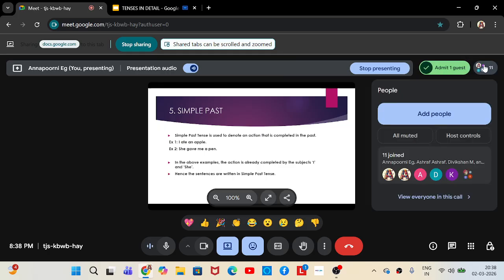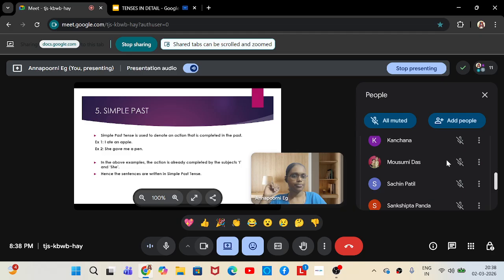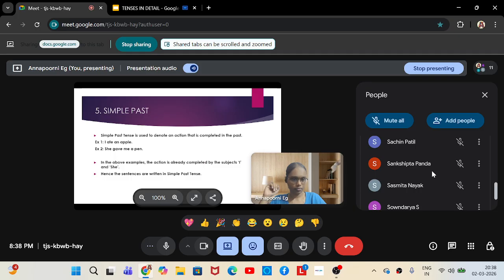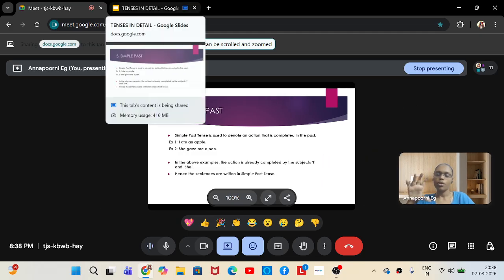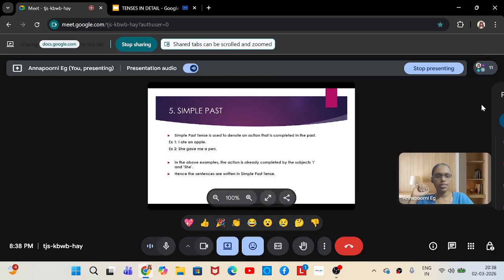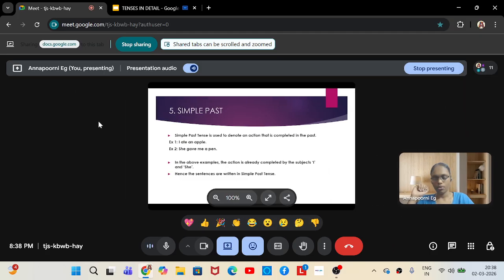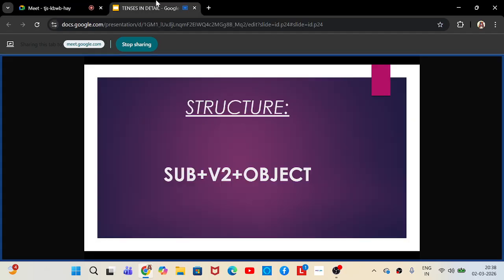Okay. So Santoshi, can you read the examples now? I ate an apple. She gave me a pen. Good. So what are the verbs that we have used in these sentences? Ate and gave. Very good. Ate and gave are in the V2 form. So in the above examples, the action is already completed. It is done. It is over by the subjects I and she. Hence, the sentences are written in the simple past tense. Clear?